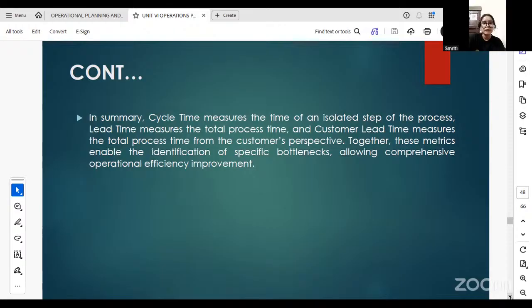In summary, cycle time measures the time of an isolated step of the process. Lead time measures the total process time, and customer lead time measures the total process time from the customer's perspective. Together, these metrics enable the identification of specific bottlenecks, allowing comprehensive operational efficiency improvement.